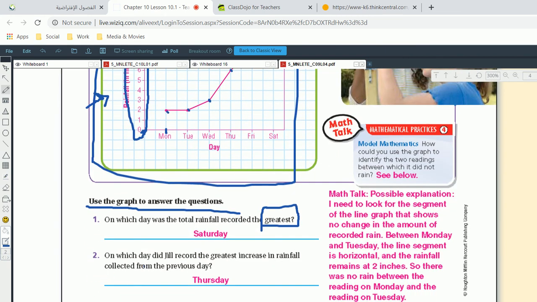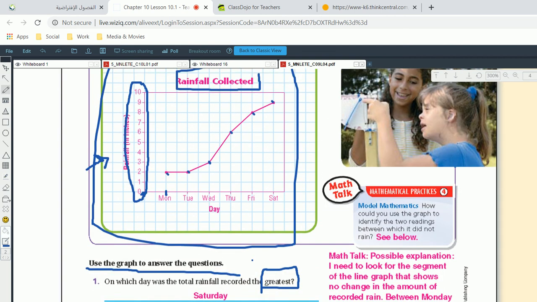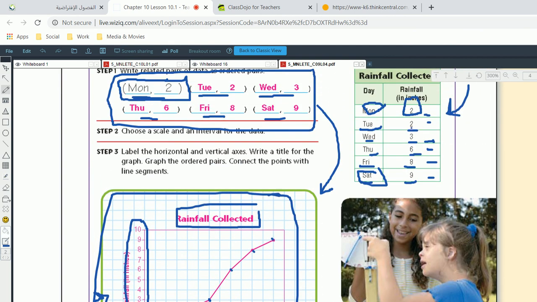Okay, on which day did Jill record the greatest increase in rainfall collected from the previous day? So we are going to subtract each one. We are going to know the difference between each day and the previous one. We subtract them together. 2 minus 2 equals what? Yes, excellent, 0. So there is no increase.